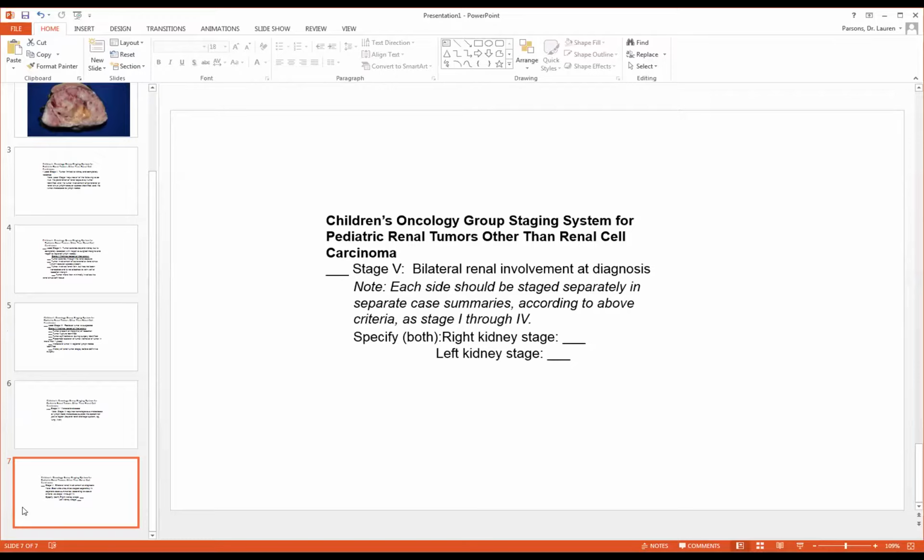You can run into these situations in some syndromic scenarios. Beckwith-Wiedemann is a good example of cases where you may end up with a patient who has bilateral renal tumors. But some of the other overgrowth syndromes, things like Denys-Drash, and other types of underlying syndromes can be associated with bilateral tumors.